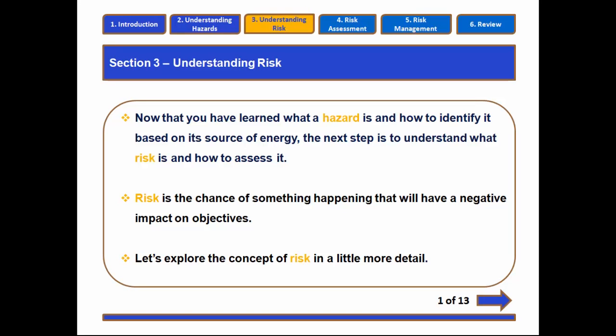In this third video, we will define risk. You'll recall that in video 2, we defined a hazard as a source of potential harm, usually due to the embodiment of a source of energy. Now, we're going to look at the risk associated with a hazard. Risk is the chance of something happening that will have a negative impact on objectives.